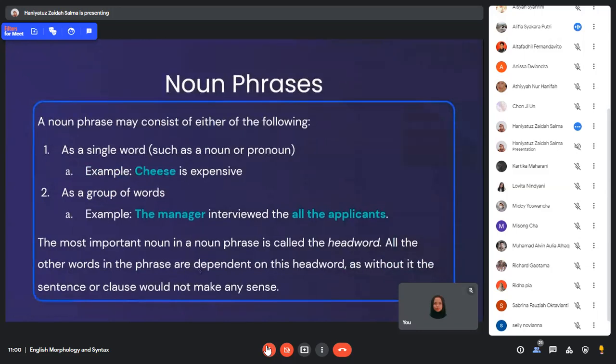A noun phrase may consist of either of the following. The first is a single word, such as a noun or pronoun. For example, cheese is expensive. And then the second is a group of words. Example, the manager interviewed all the applicants. The most important noun in a noun phrase is called the head word. All the other words in the phrase are dependent on this head word, as without it the sentence or clause would not make any sense.